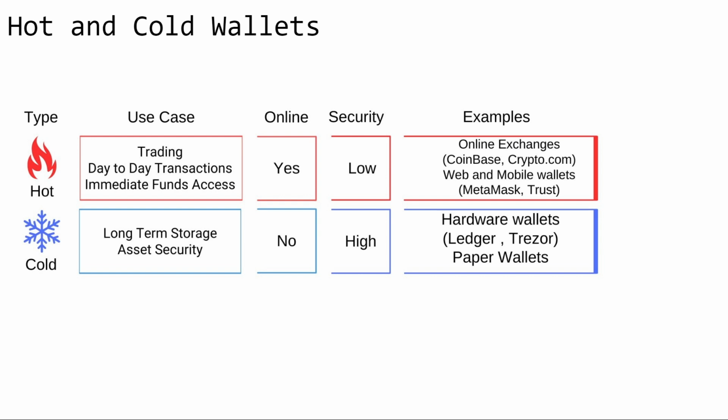In summary, the primary difference between hot and cold wallets lies in their connection to the internet, with hot wallets offering convenience but less security, while cold wallets prioritize security through offline storage. Users should choose a type of wallet based on their specific needs, risk tolerance, and use case requirements.